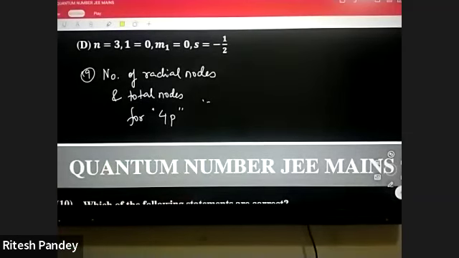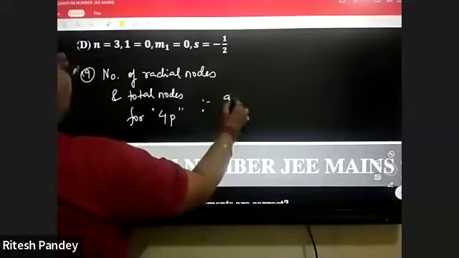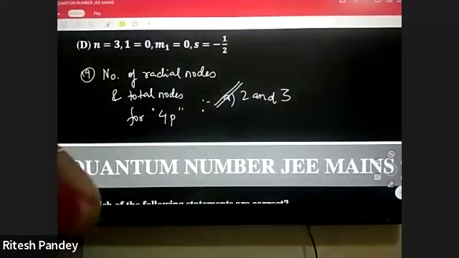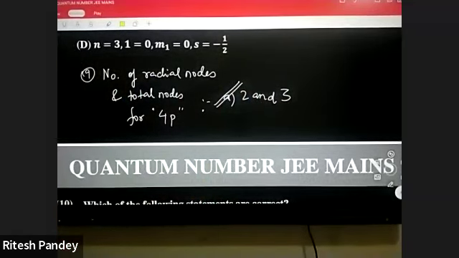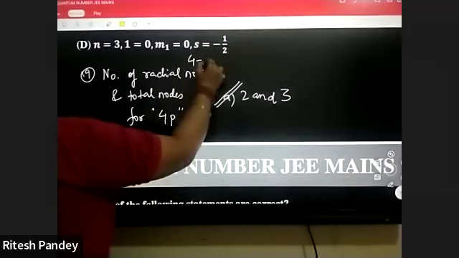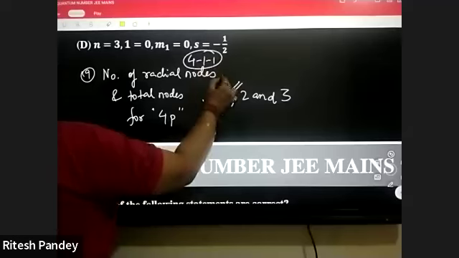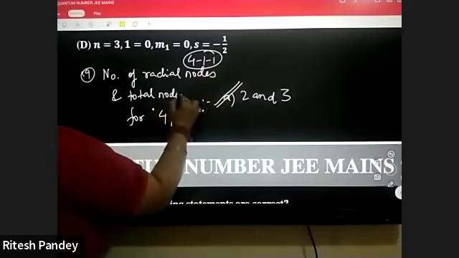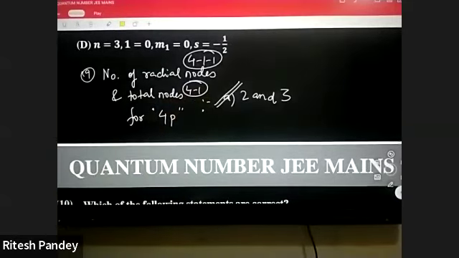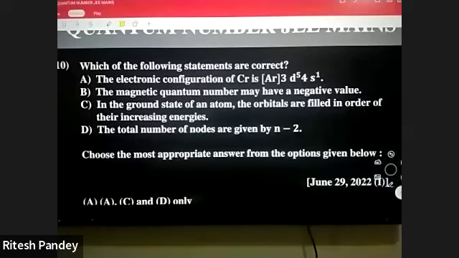If we go with the options, 2 and 3, radial nodes, option A. 2 and 3. Option A, 2 and 3 is right. So there seems to be some clerical error. 2 and 3 naturally, because radial nodes is n minus L minus 1. So for 4p, it's going to be 4 minus 1 minus 1, which is 2. Total number of nodes naturally is n minus 1, which is 4 minus 1. Anyway, go ahead, question 10.